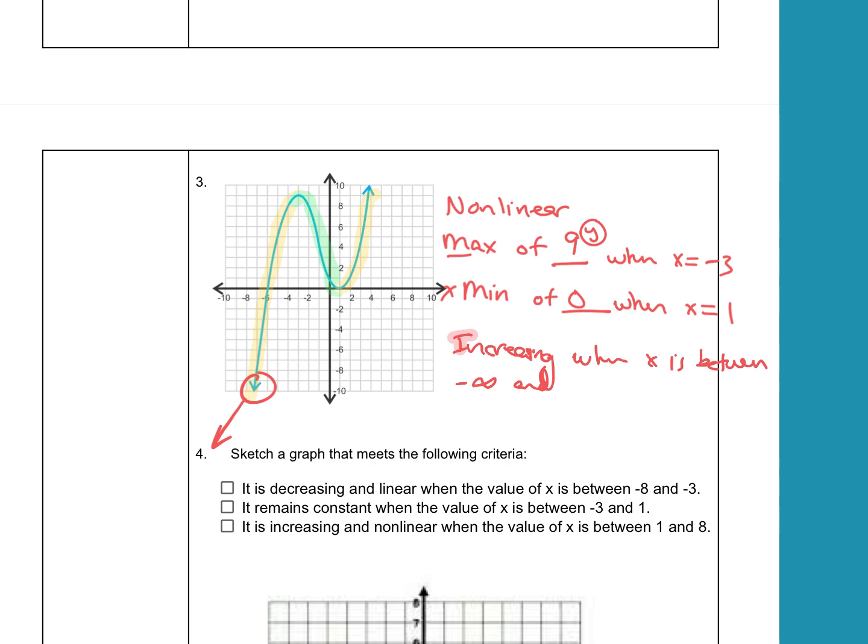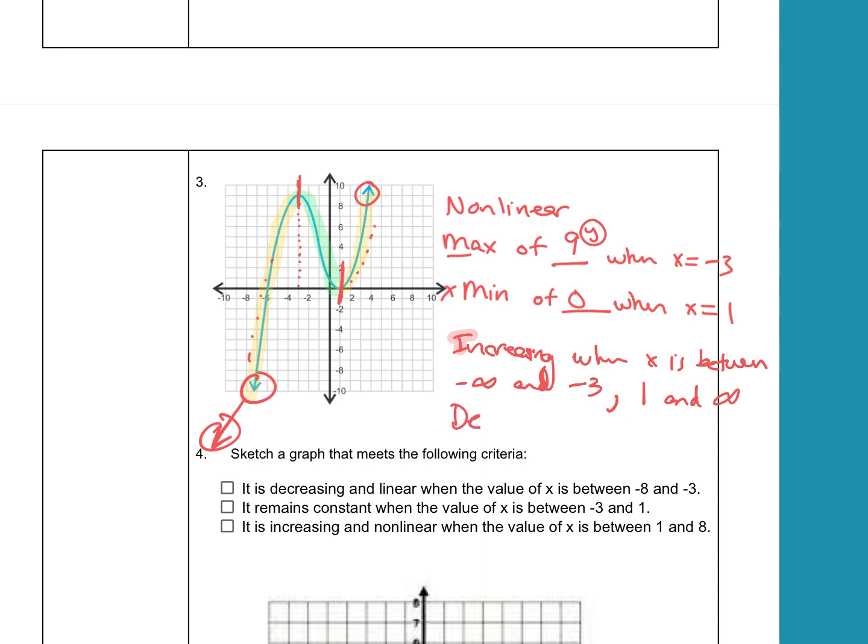And it's going to keep on increasing until we hit this turning point. If we follow that down, we can see that that's where x is negative 3. It's also going to increase here, which is 1, and it's going to keep on increasing forever because it's got that arrow. So it increases from negative infinity up to negative 3. It also increases from 1 all the way up to positive infinity.